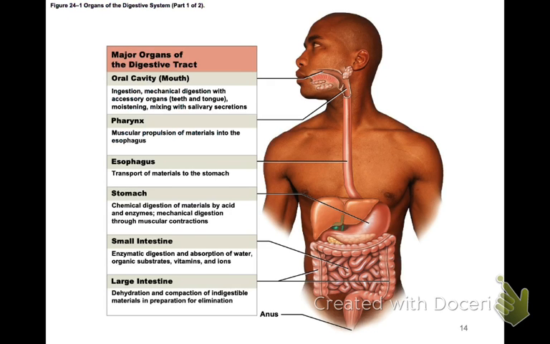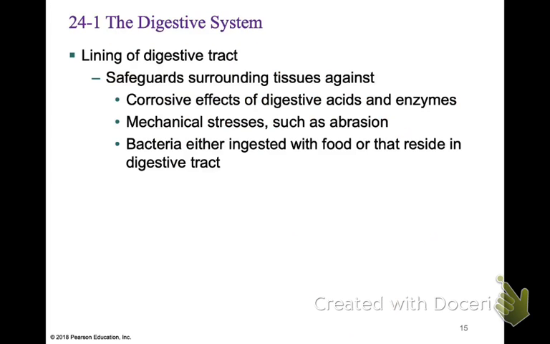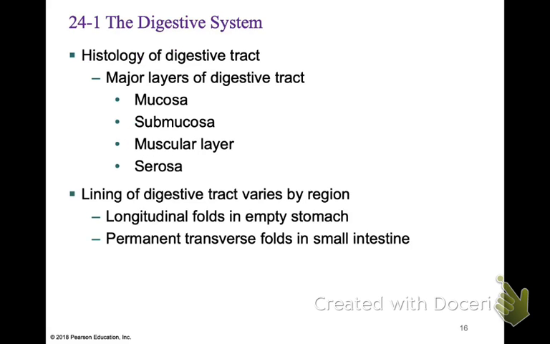So here you have a diagram showing you the parts of the tract and what each part does, and we'll be going through those. So we're going to focus next on the lining of the digestive tract. We're going to see that this lining consists of certain consistent layers that are just a pattern throughout the tract. It makes sense that the lining of the tract is going to be protecting you from dangers either in your food or something else you swallowed with your food or your own teeth. So you've got corrosive effects, you've got mechanical stresses like abrasion, and of course bacteria that might have come in.